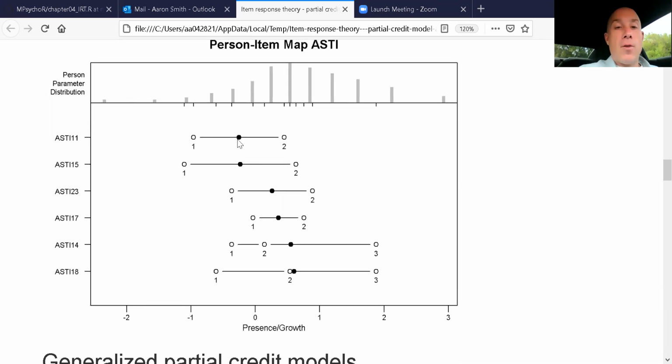Now, I sorted the items so that you can see that the centers go from left to right, and I put the ones with just 0, 1, or 2 levels in a group, and then 0, 1, 2, or 3 in a group also. So we can interpret what's going on with these.